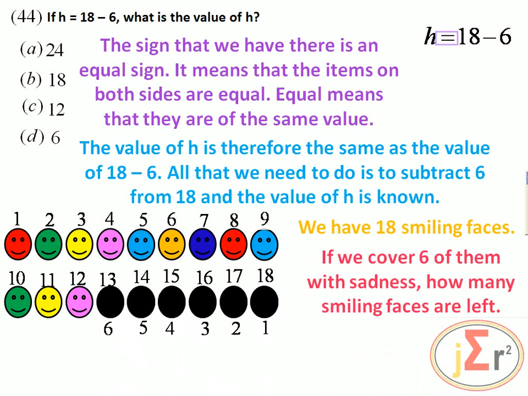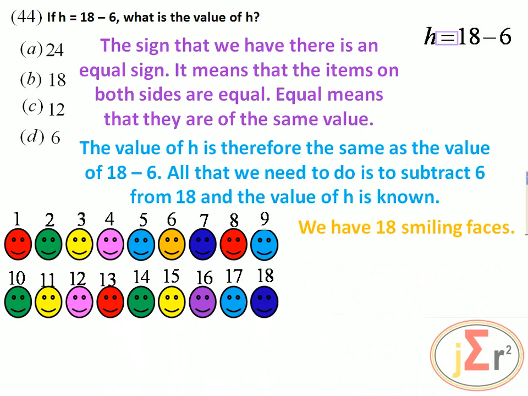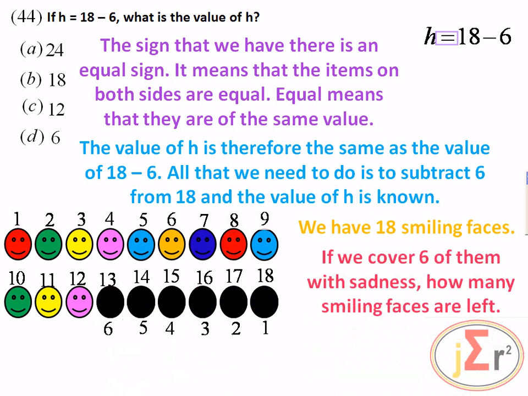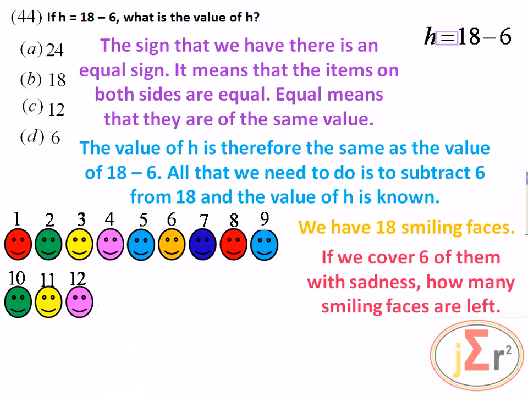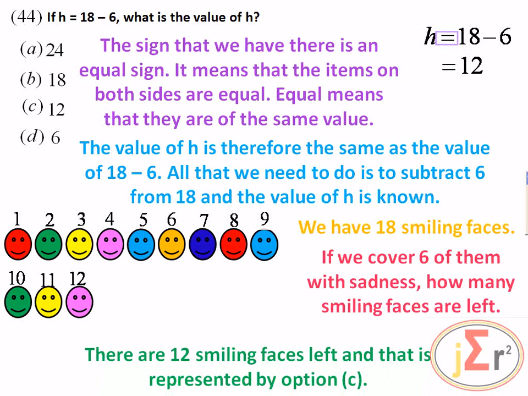If we cover 6 of them with sadness, like we have right there. So we have 18 smiling faces, and we are covering 6 of them with sadness. If we cover 6 of them with sadness, how many smiling faces are left? 12. There we have it. Only 12 smiling faces are left. There are 12 smiling faces left, and that is represented by option C.